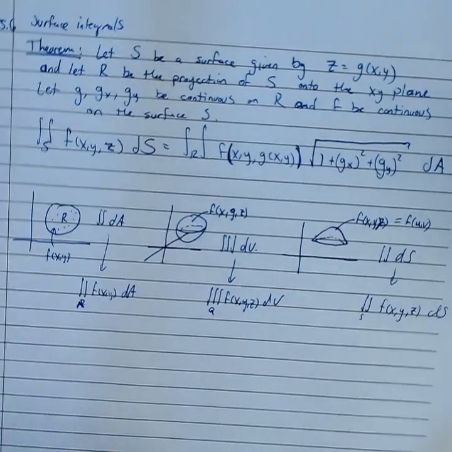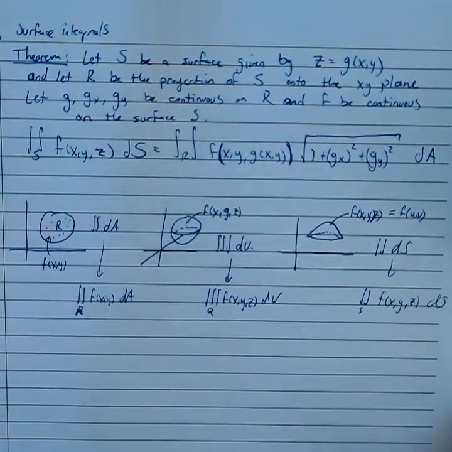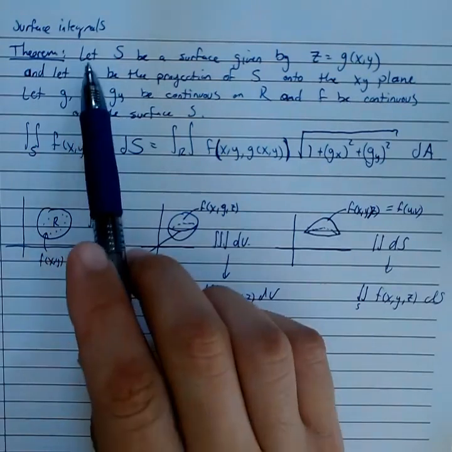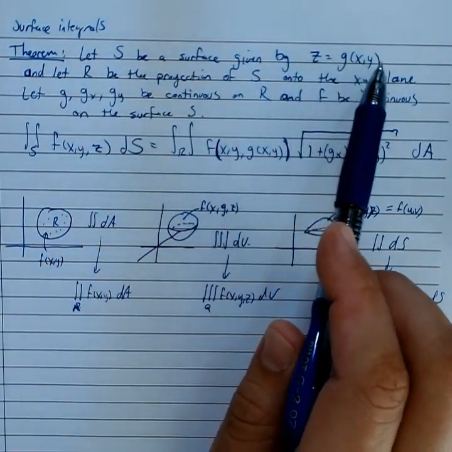Okay, so now how do we do that? Well, we have a theorem here that tells us how to do that. And incidentally, the proof of this is basically trivial. It takes what we worked very hard for in the previous section and essentially just adds one more thing to it. So here we say let S be a surface given by z equals g of x comma y.